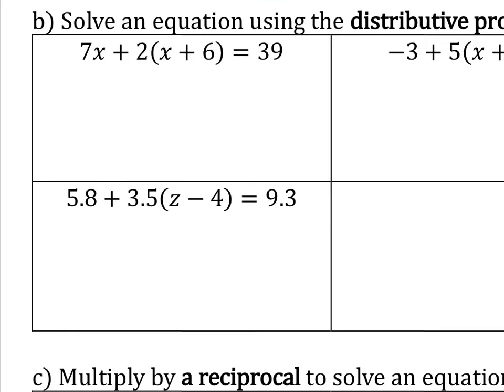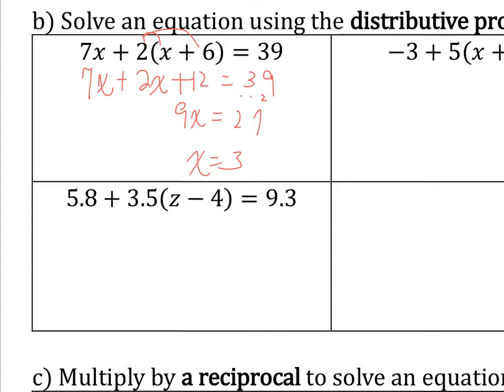And now I'm going to show you how to solve an equation using the distributive property. So here, just recopy 7x and distribute it to 2x. 2 times positive 6, 12, which equals to 39. And this will be 9x. Subtract 12, 7, 27, x would equal to 3.